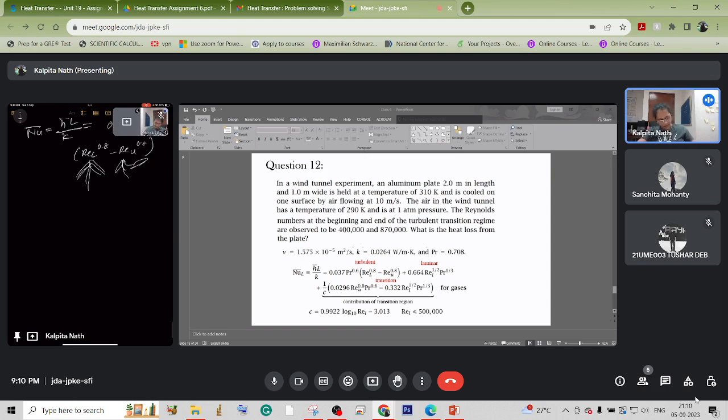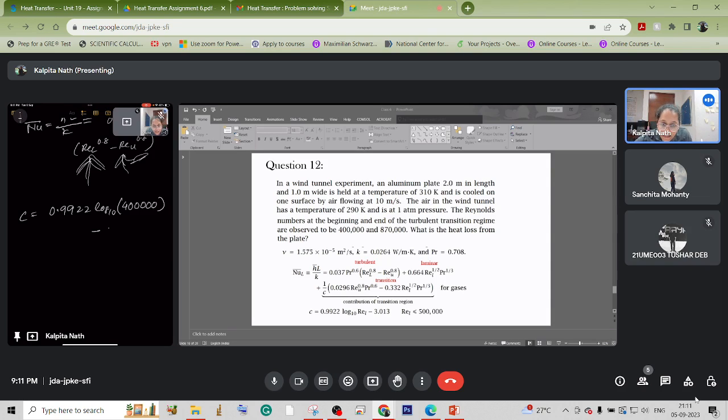For clarity, let me write down the equation for you. C we will calculate as 0.9922 log 10 of the laminar Reynolds number, because C is with Re small l. Small l is the lower value of the boundary layer, that is the turbulent transition regime. The lower value is 4 into 10 to the power 5. So this will be the lower value minus how much? 3.013. So C will come out to be 2.55.